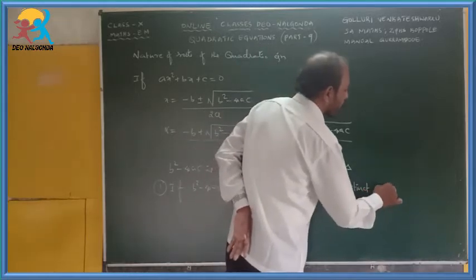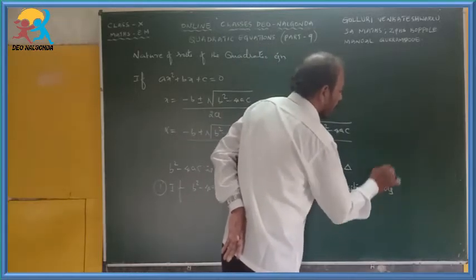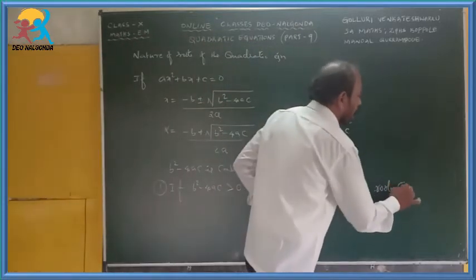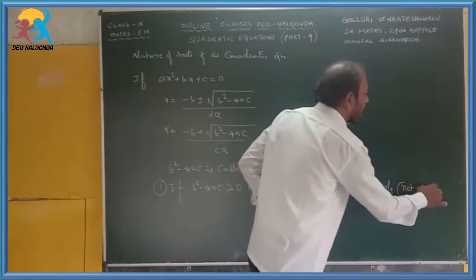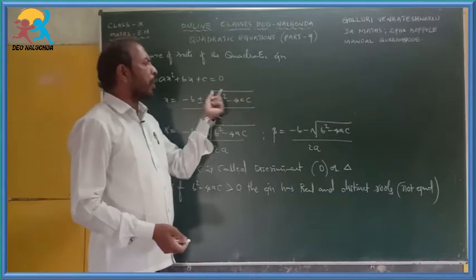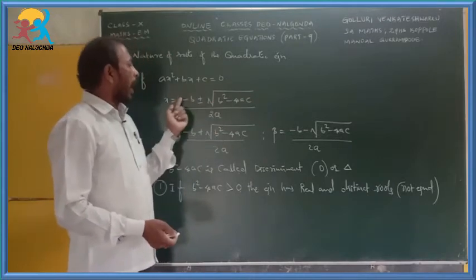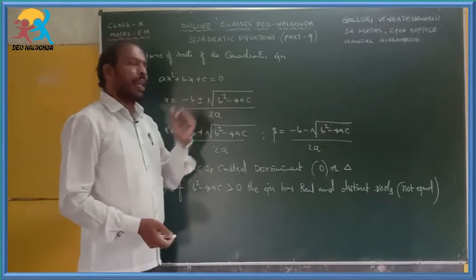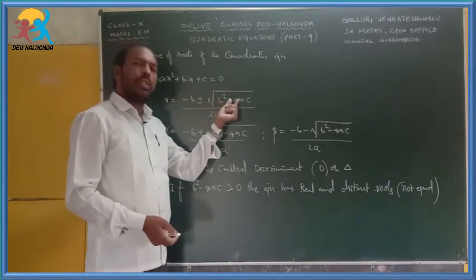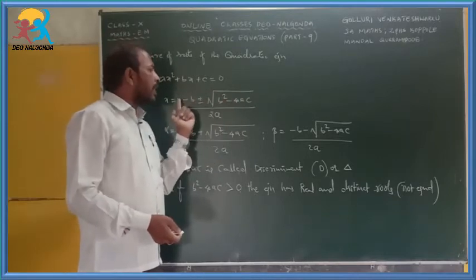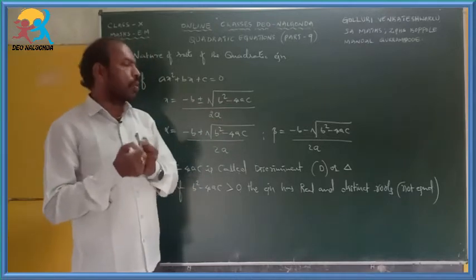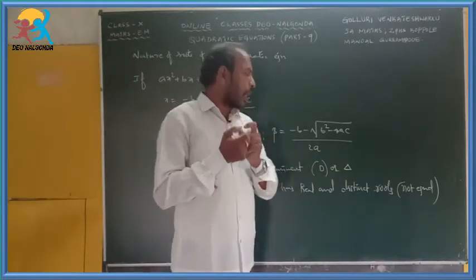Distinct roots, both real and not equal. Distinct means not equal. Those roots are not equal. Why? Because if b square minus 4ac value is positive, then minus b plus a positive value is the first root, and minus b minus the positive value is the second root. Adding gives one answer, subtracting gives another. Those are real roots and the two roots are not equal.